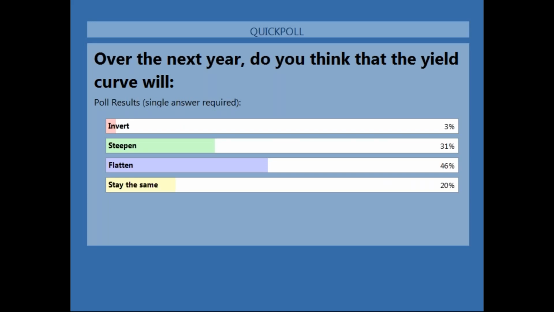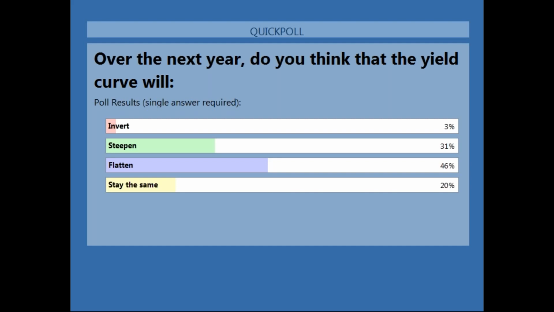It looks like the slight winner here is for the yield curve to flatten over the balance of the year. 46% of the responders expect a flattening yield curve. Coming in second place, 31% of the responders think the curve's going to steepen. 20% of the responders think the curve is going to stay approximately the same as it is today. And luckily, only 3% of the responders think the curve is actually going to invert over the next 12 months. So, John, what do we got for folks if we think the curve's going to flatten?